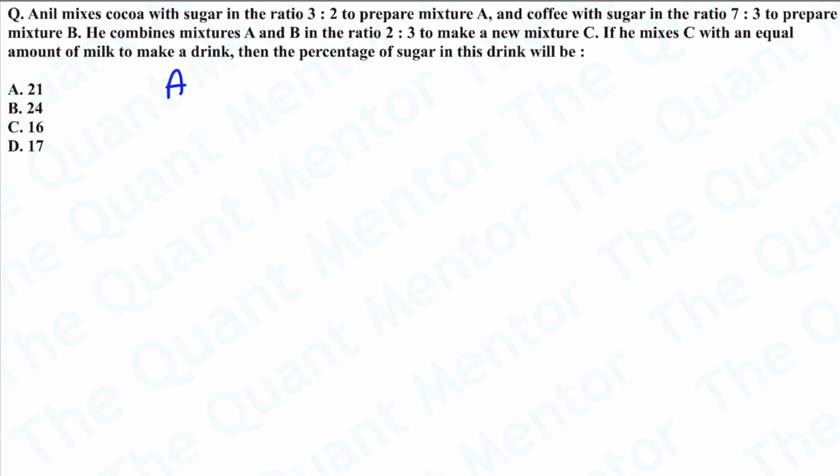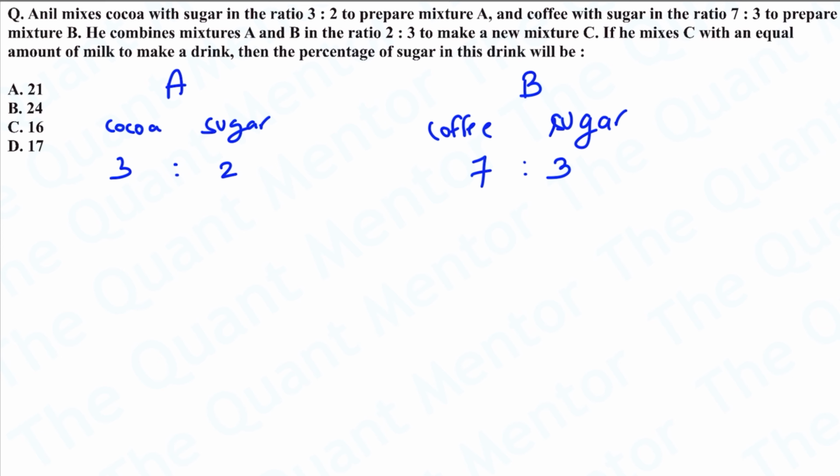We have a mixture A which contains cocoa and sugar in the ratio 3:2, right? We have another mixture B which contains coffee and sugar in the ratio 7:3. Now what they're doing is they're combining these two mixtures in the ratio 2:3, right? So the first way of answering the question is, suppose that 2x grams of the first mixture have been taken and 3x grams of the second mixture have been taken, right?